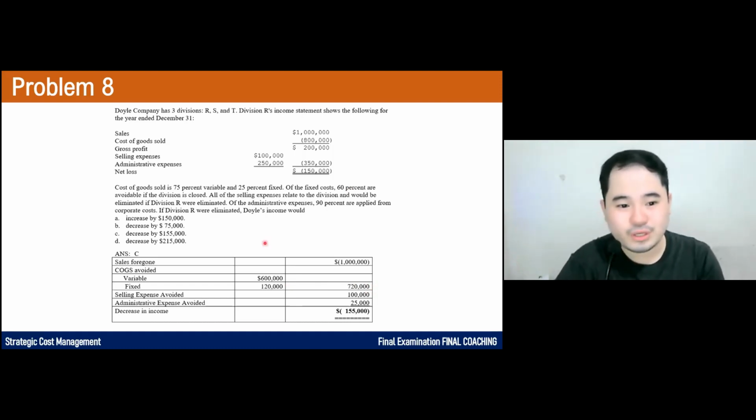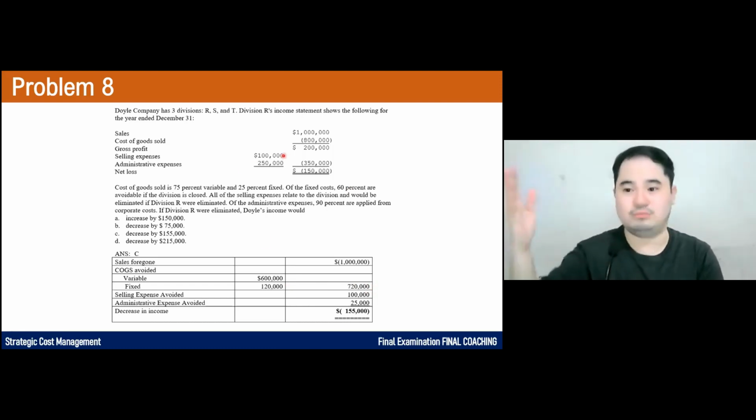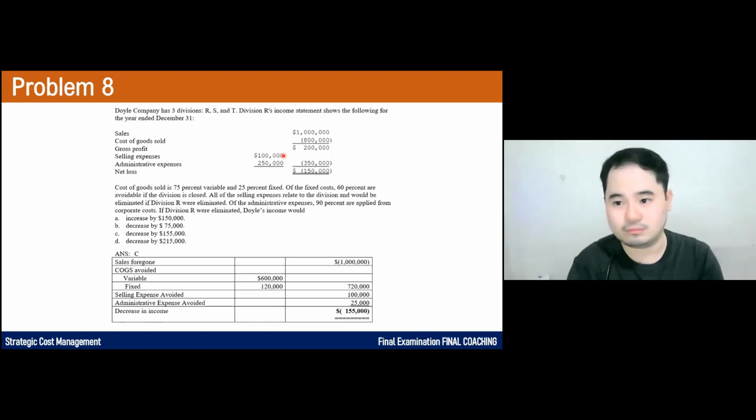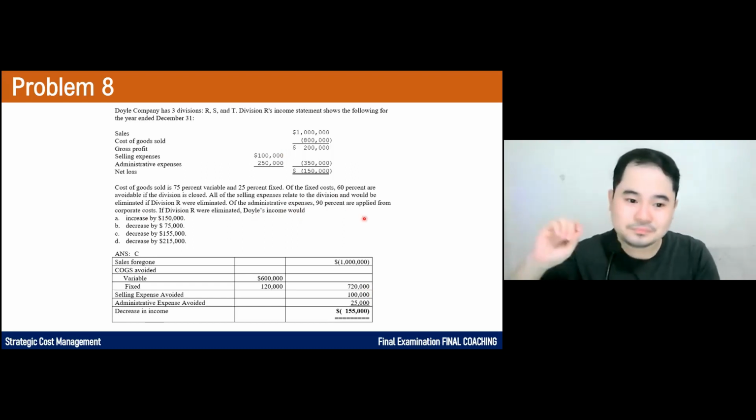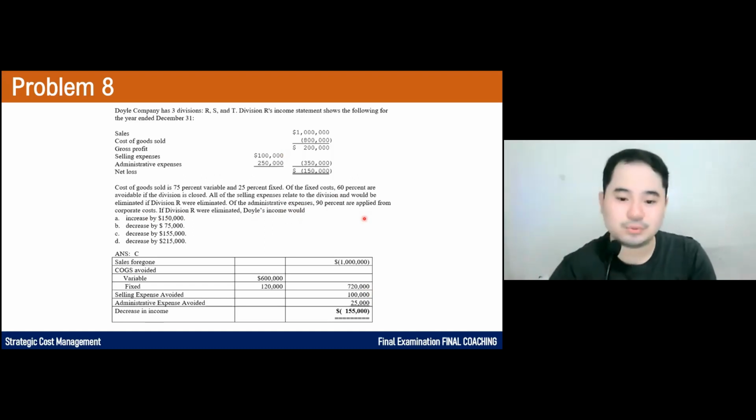Okay? Tapos, lahat daw po ng selling expenses, goodbye. Well, sensibly it is. Wala ka nang binibenta, di ba? So, cost savings yung 100. Tapos, yung corporate cost nga lang po natin na administrative expenses, 90% kasi. So, hindi natin kontrolado. 10% lang makokontrol mo. So, 10% is goodbye. So, 250,000 times 10%, 25,000. So, although mawawalan ka ng 1 million sales, magkakaroon ka naman ng cost savings na. Add natin yung cost savings. 720 plus 100 plus 25. Ang nangyari, cost savings mo lang 845.